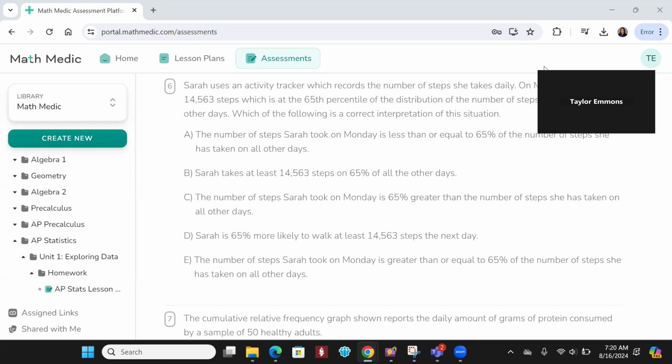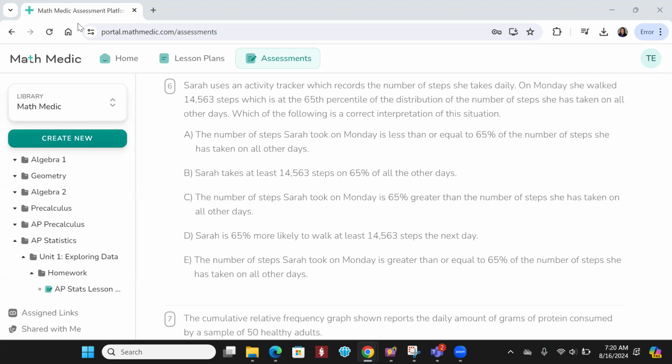Okay. So on here, it says Sarah uses an activity tracker which records the number of steps she takes daily. On Monday, she walks 14,563 steps, which is in the 65th percentile of the distribution of the number of steps she's taken on all other days. Which of the following is a correct interpretation of this situation? Okay, so looking at A, it says the number of steps Sarah took on Monday is less than or equal to 65% of the number of steps she's taken all other days. Is that true?